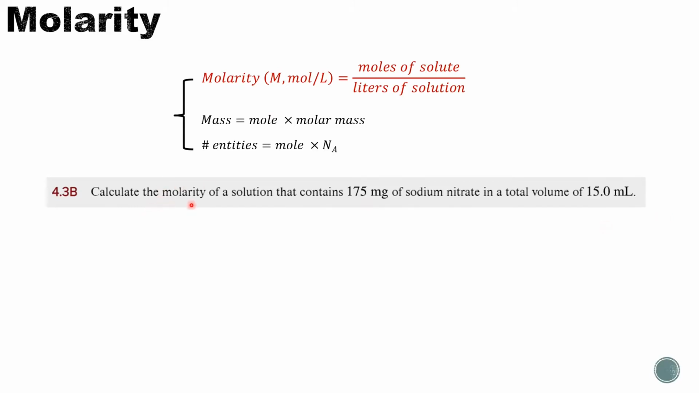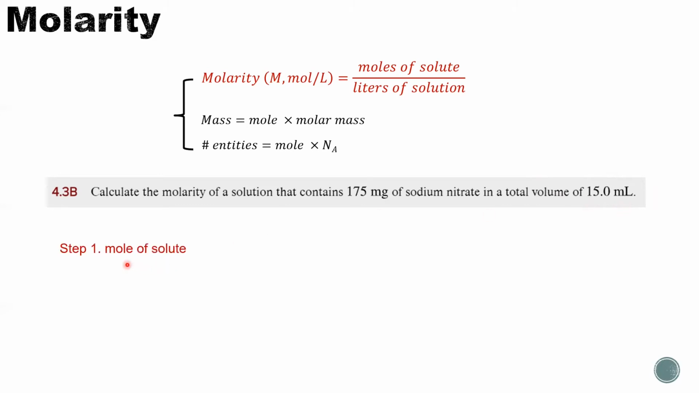Well, it asks to calculate the molarity. According to this equation, we need to know the moles of solute and liters of solution. The moles of solute is not straightforward, but it gives us the mass of solute. So we can use mass equals mole times molar mass to calculate how many moles of solute are there. The bottom of the molarity equation requires liters of solution. It already gives us the volume of solution, but it's in milliliters. We just need to do a unit conversion to convert that to liters. So let's solve this problem.